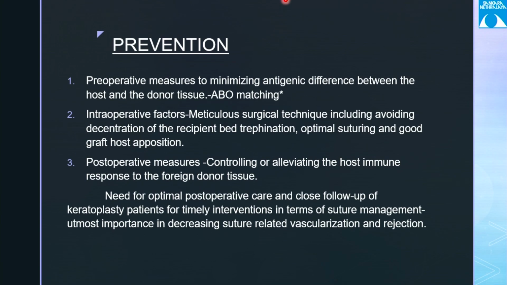So how can we prevent rejection? Preoperatively, measures to minimize the antigenic difference between the host and the donor tissue need to be taken, which is ABO matching. Intraoperatively, meticulous surgical technique, including avoiding decentration of the recipient bed trephination and optimal suturing with good graft-host apposition. Post-operatively, we need to control the host immune response by giving steroids. Optimal post-operative care and close follow-up are very important for timely interventions in terms of suture management, and this results in early detection of rejection and management.